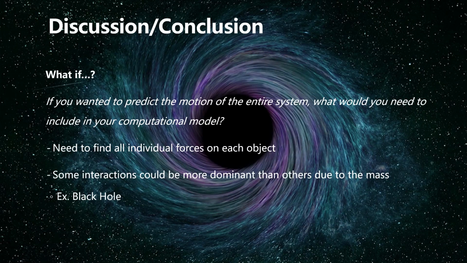And so if we wanted to predict the motion of the entire system, we needed to find all the individual forces acting on each object in the entire system. And then some interactions could be more dominant than others due to the mass of the object in the system. For example, the black hole would be the dominant object in the system containing the Earth, the Moon, and the black hole.